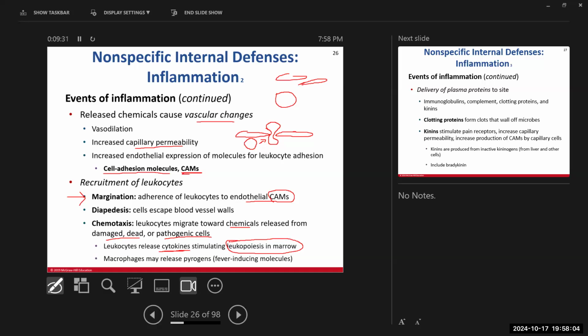We're going to upregulate leukopoiesis in the bone marrow so we can get more soldiers out there. And then our macrophages can release a substance called pyrogens, which is going to stimulate the hypothalamus to increase your body temperature. And we'll talk about, when we get to the fever, why that is. But it's actually a benefit, right? We'll talk about all that goes on. All right, questions so far? Not too bad, right? Not too bad? Okay.